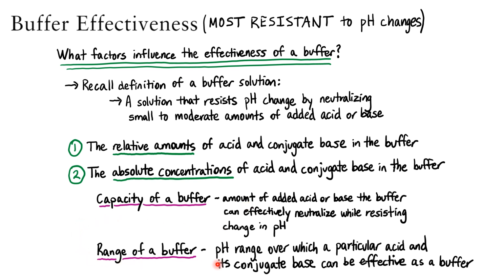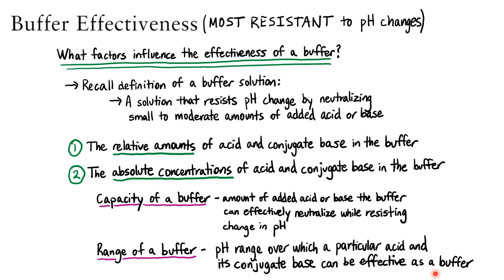There's also a range of a buffer, and we talked about this last time. Basically, this is the range in which a particular acid and its conjugate base can be effective as a buffer. And last time we talked about how that range is plus or minus 1, right? So let's say you have a buffer at a pH of 5 and you don't want it to change much from 5. The ideal thing to think about for an effective buffer is that it's got to be within plus or minus 1 of that 5, right?